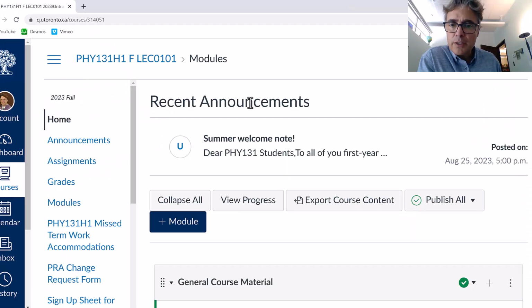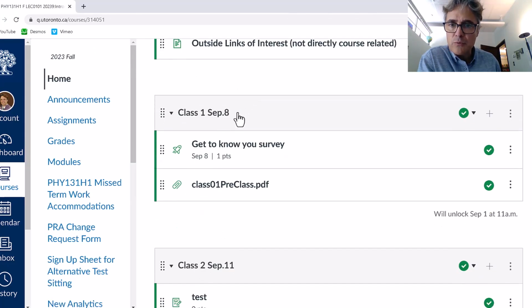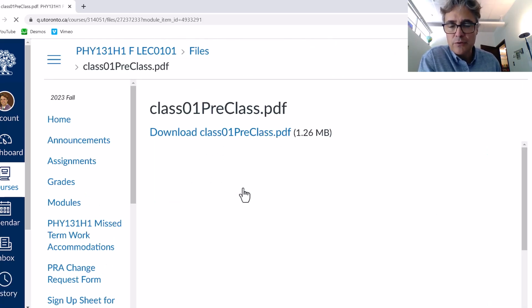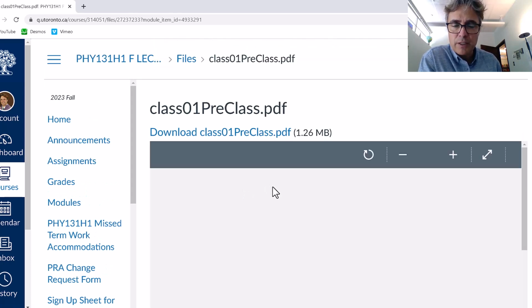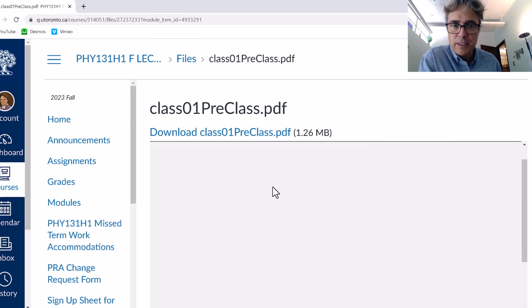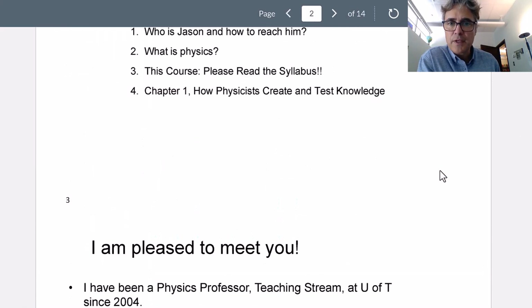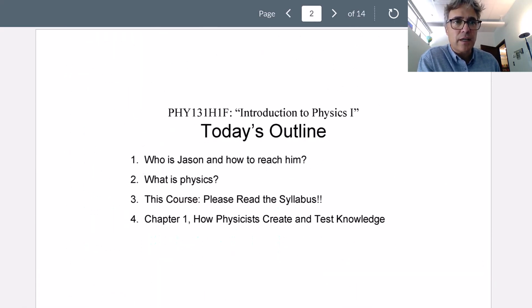If you go to Quarkus and go to the class 1 module, you will see there are some pre-class notes which you can look at. Those are just a little PDF of what I've posted to give you an idea of what we'll be talking about. It's really just an introduction. What is physics, that kind of thing.